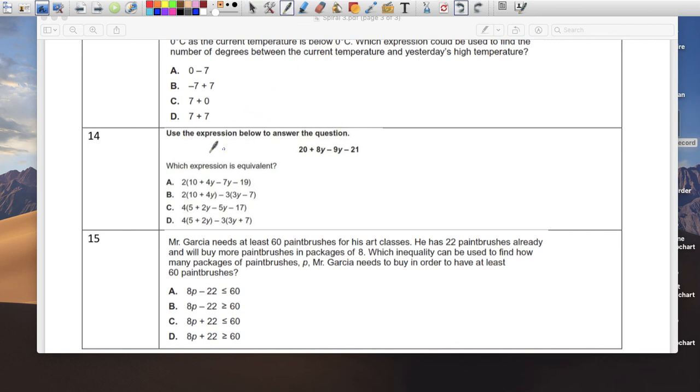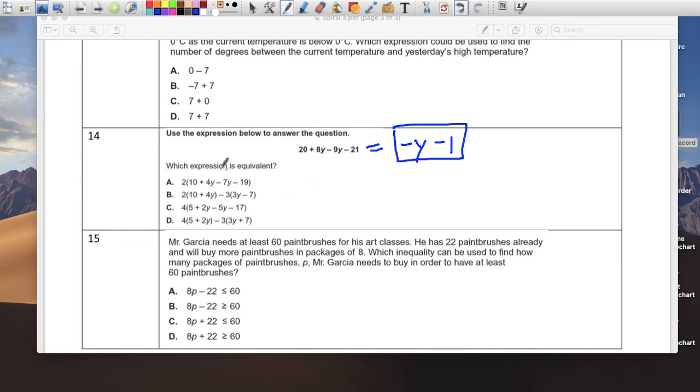Use the expression below to answer the question. Which expression is equivalent to this one? Oh my god. For this one, I'm going to simplify a little bit. I can combine like terms. I'm going to combine 8y and negative 9y, so that's going to be negative y. And 20 minus 21 is going to be negative 1. So all this stuff is this. Which of these 4 expressions is equal to negative y minus 1? There's a little bit of work to do here.